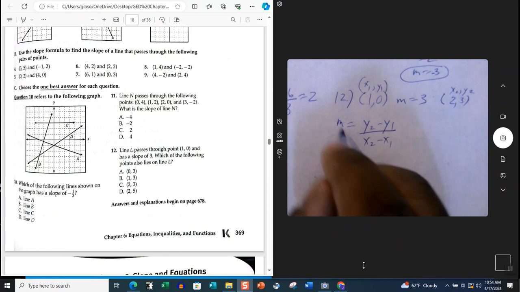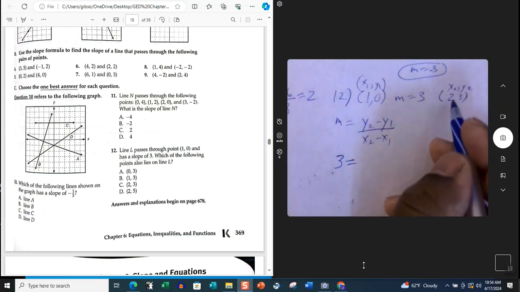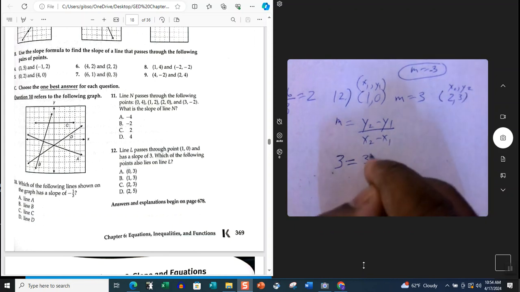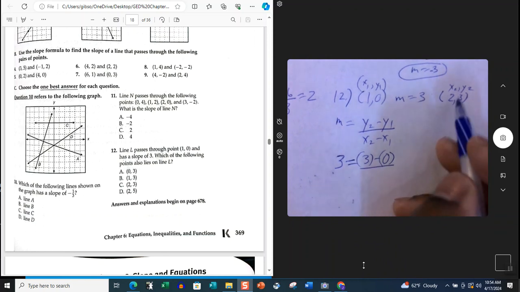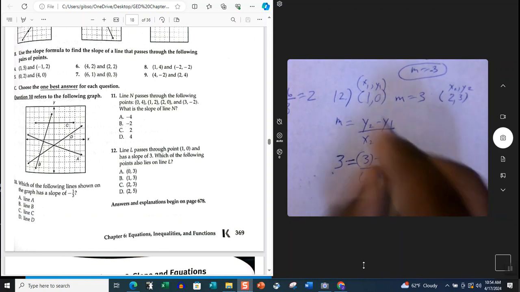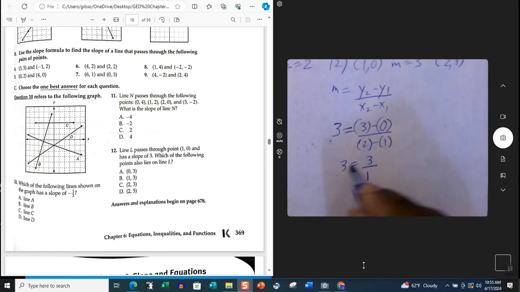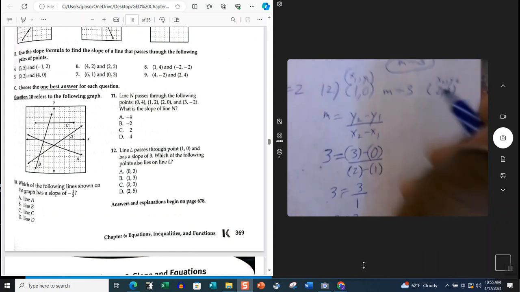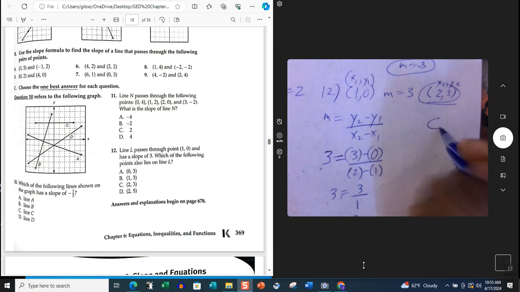So we go through and substitute. Now we're given what m is. So m is supposed to be 3. And y sub 2 is 3, minus y sub 1 is 0, all over. X sub 2 is 2, and x sub 1 is 1. So now we have 3 is equal to 3 minus 0 is 3, over 2 minus 1 is 1. So 3 is equal to 3 over 1, which is 3 is equal to 3. So that works. So your answer would be 2, 3, and it would be C.